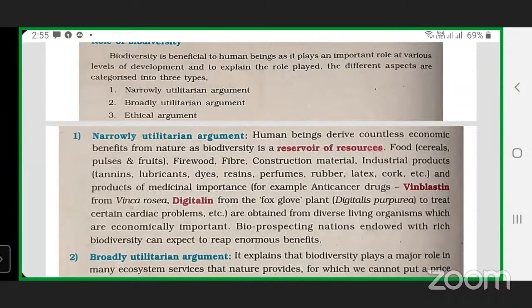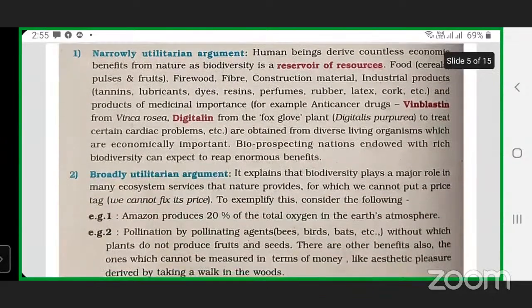So narrowly, we derive so many things for food as well as living aspects as well as medicinal value from the plants itself. Then broadly, the utilitarian argument explains that biodiversity plays a major role in many ecosystem services that nature provides, for which we can't put a price tag.